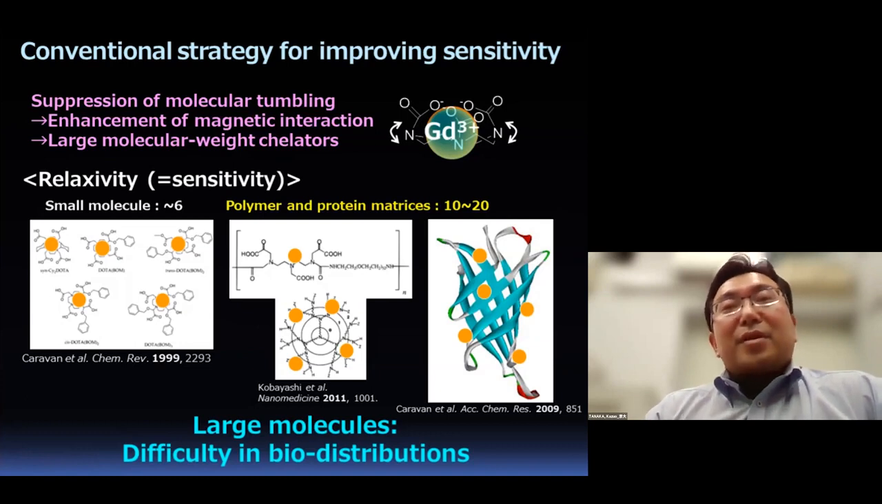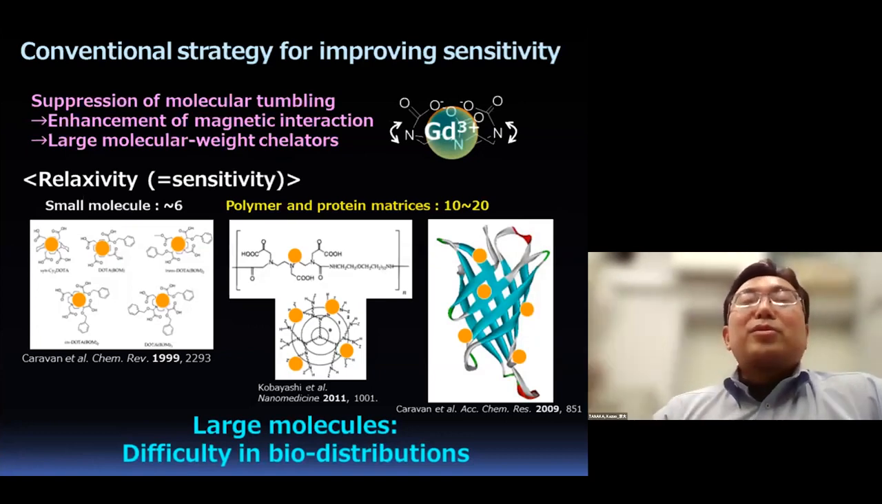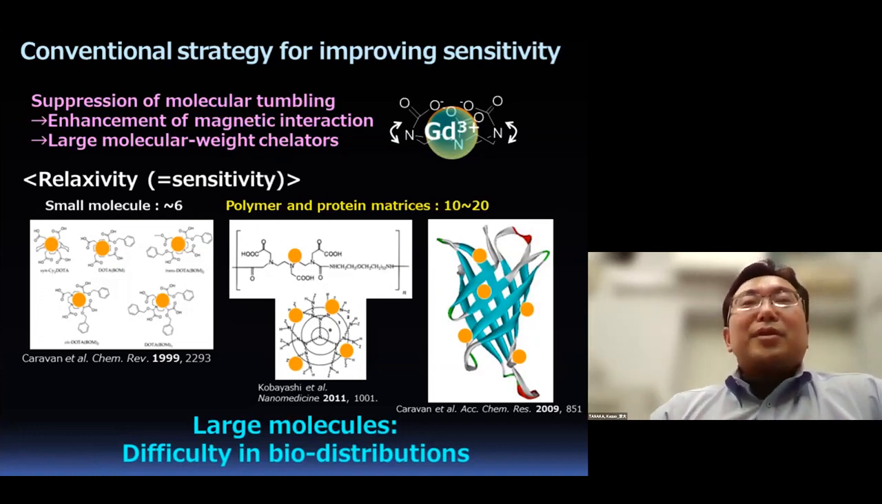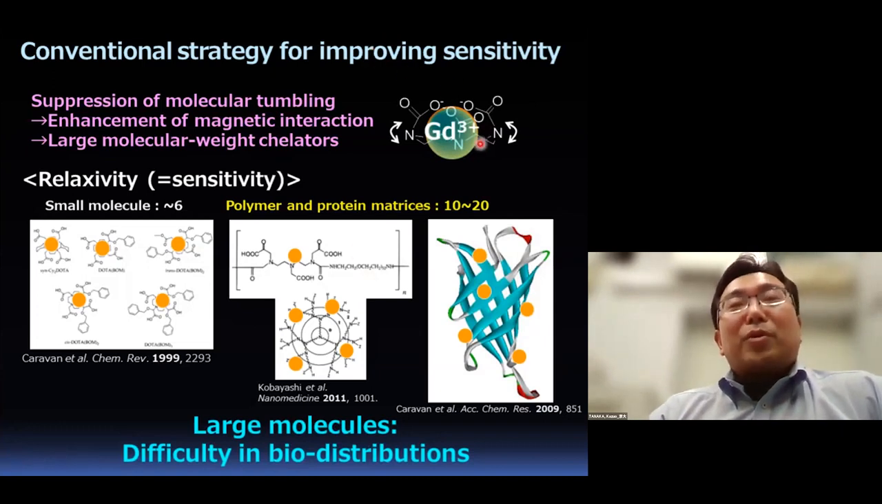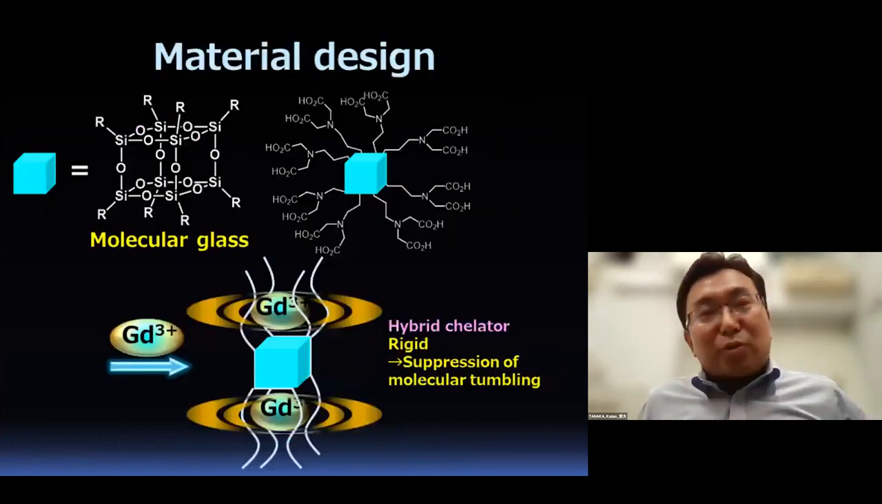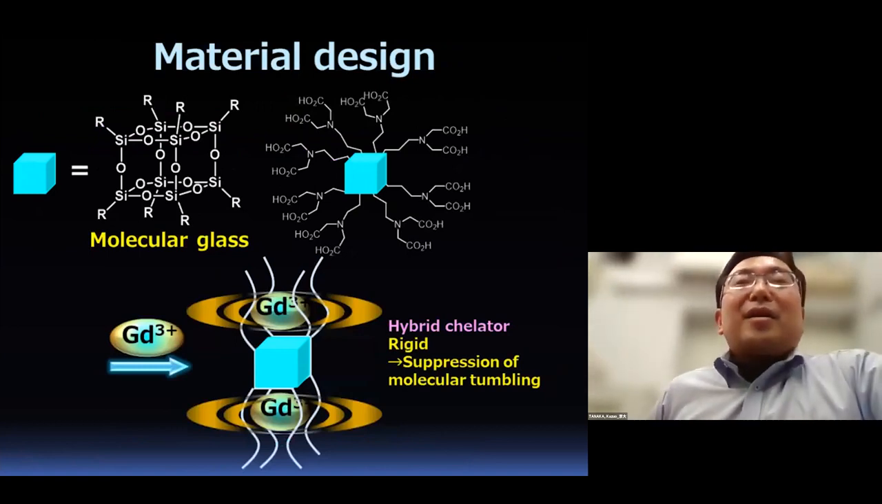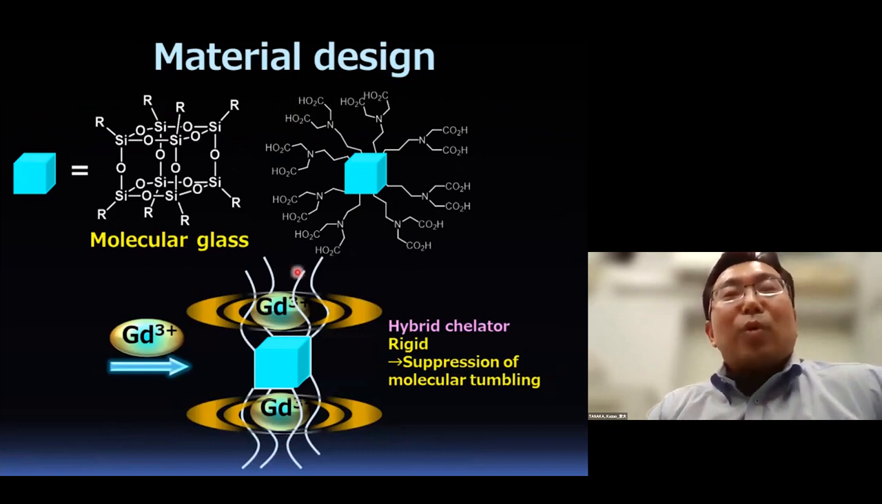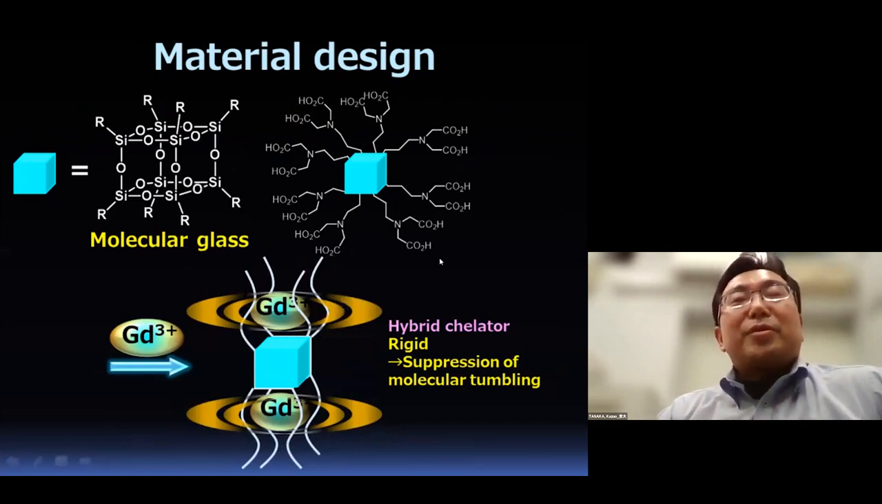Therefore, it is essential to develop a new MRI contrast agent with small size and low molecular weight. But it is difficult to suppress the molecular motion with such small weighted chelators. At this stage, we think if we can have rigid chelators, the molecular motion should be suppressed similarly to the other polymeric type chelators.